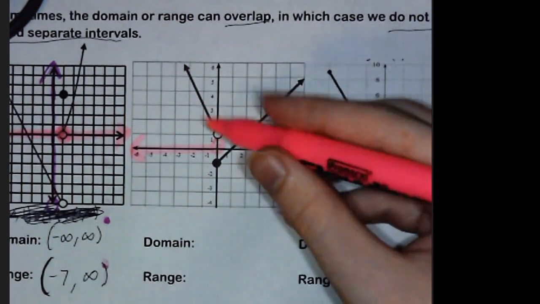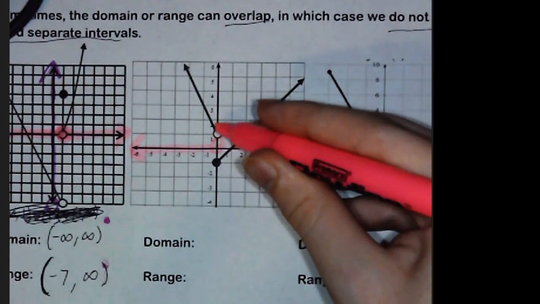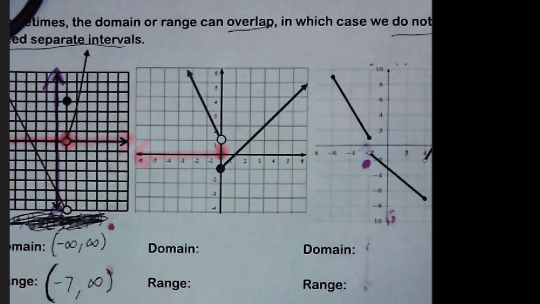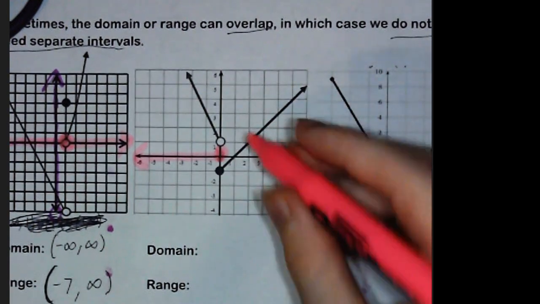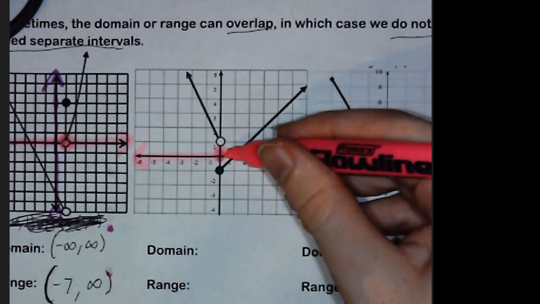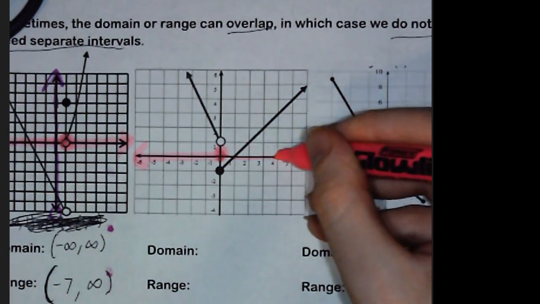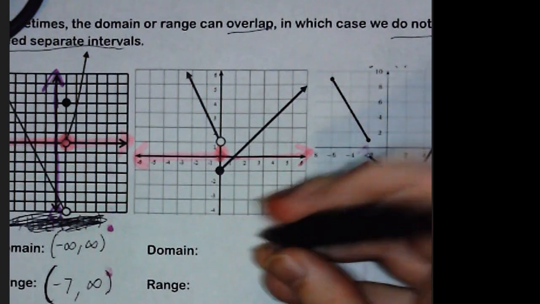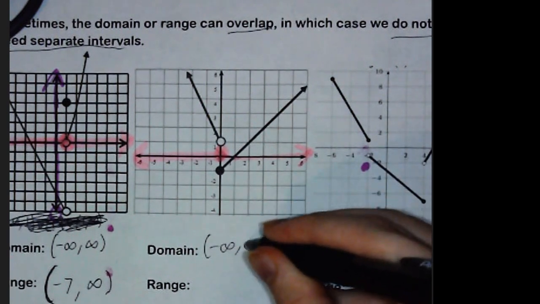And then there is actually a point at the x value of 0 where the graph does exist. And that's on the second piece. So we can fill that circle in because it is part of our domain. And then this second piece goes from 0 all the way to infinity. So this is 1 interval now. And once again, it's all real numbers from -infinity to positive infinity.